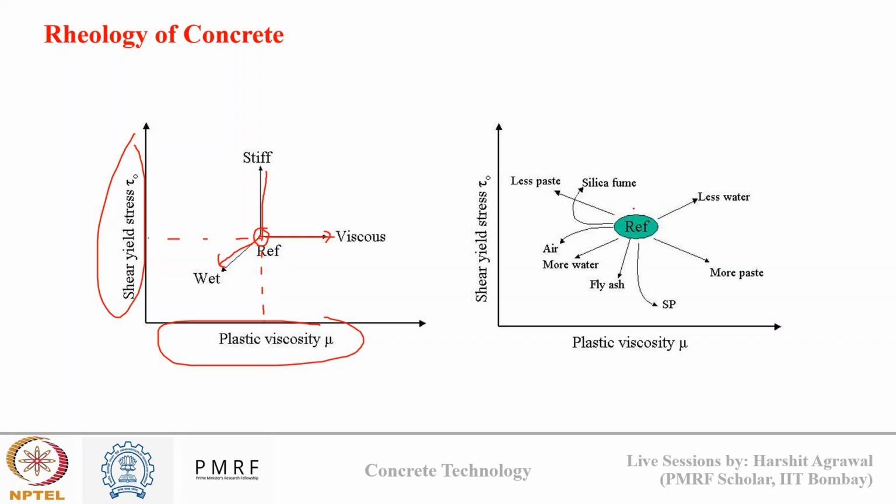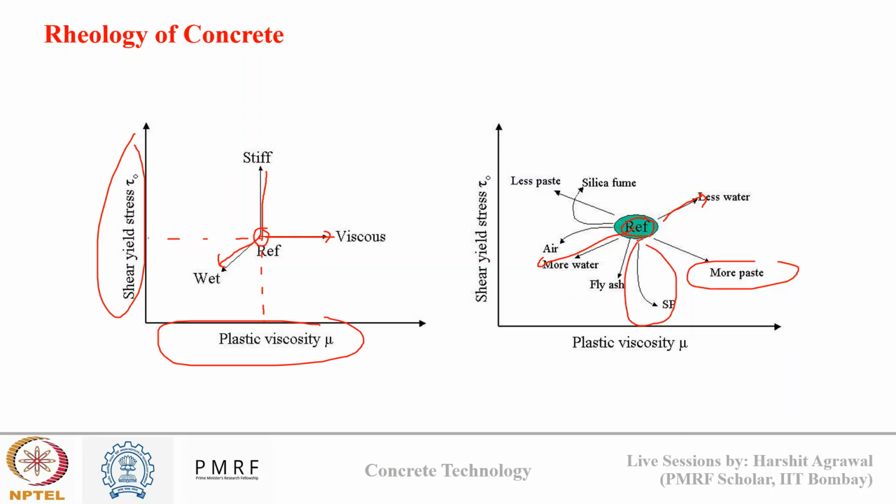Now, the second figure shows a similar understanding, where the effect of paste volume, water, and addition of fly ash, silica fume and SP is shown to affect the rheological behavior of concrete. Compared to reference, if I have less water, then both my yield stress and plastic viscosity will increase. However, if I have more water, both yield stress and plastic viscosity will decrease. If I have more paste, then yield stress will decrease, but plastic viscosity may increase. However, if I have less paste, my plastic viscosity will decrease, but yield stress will increase.